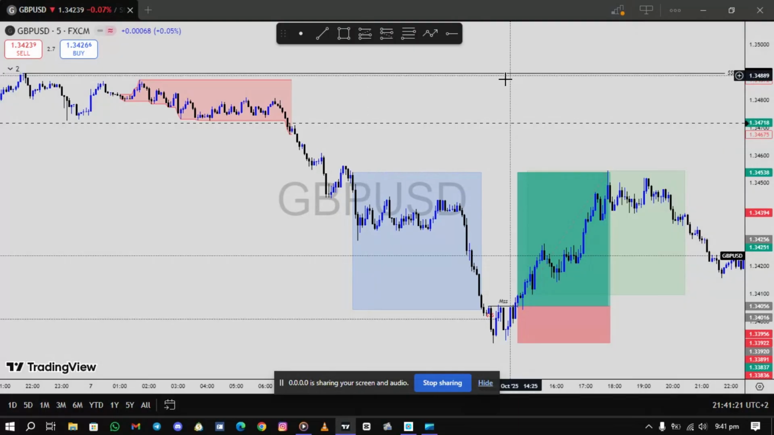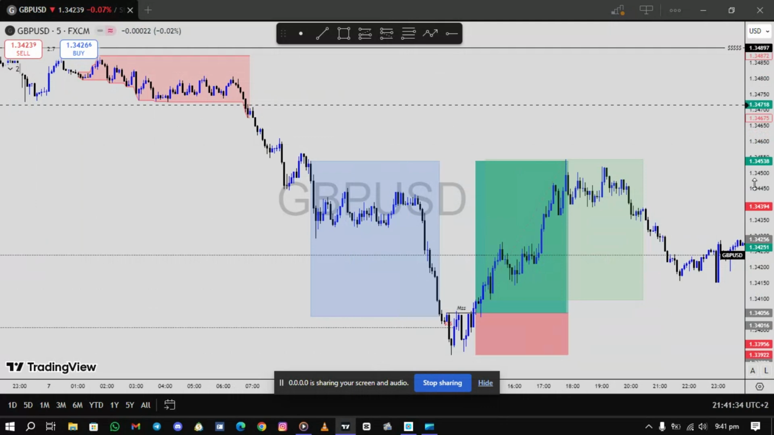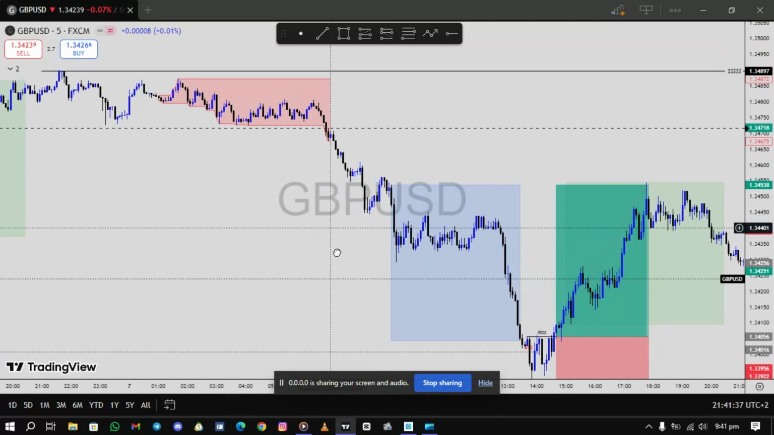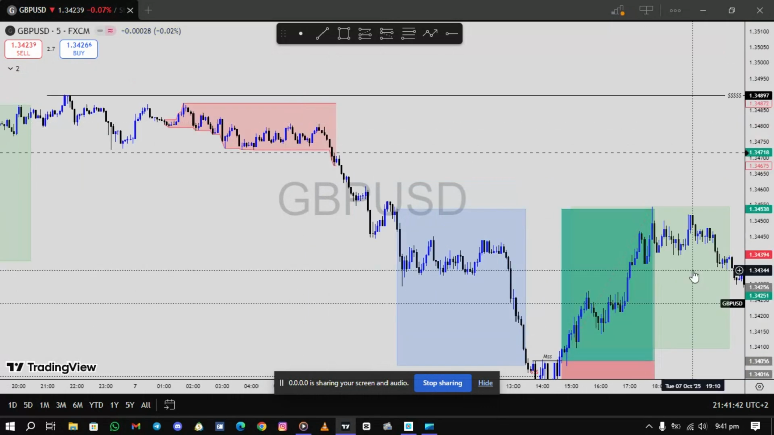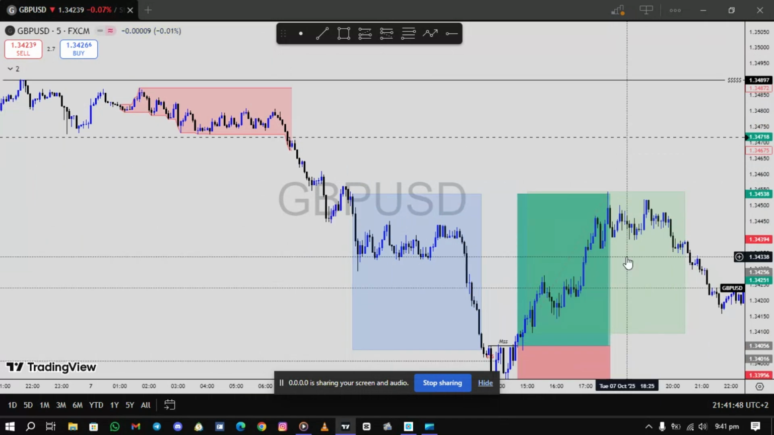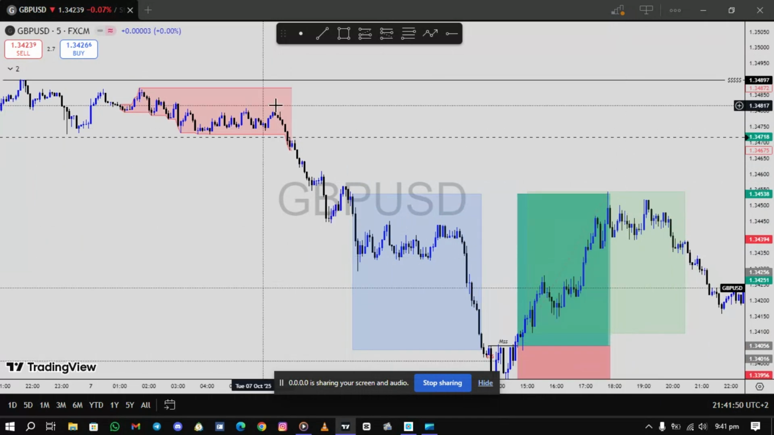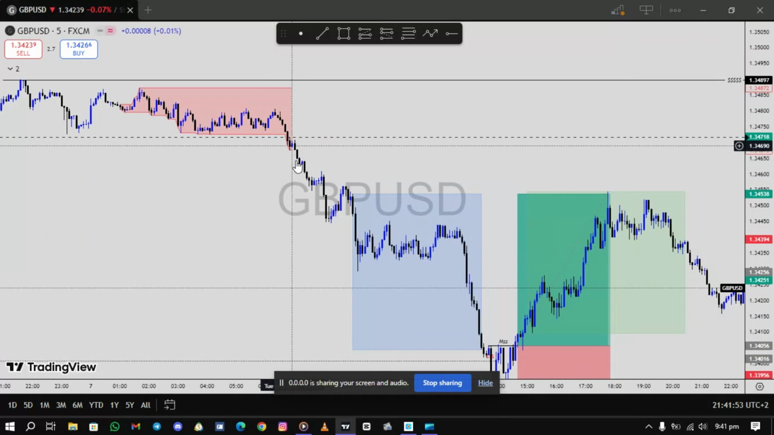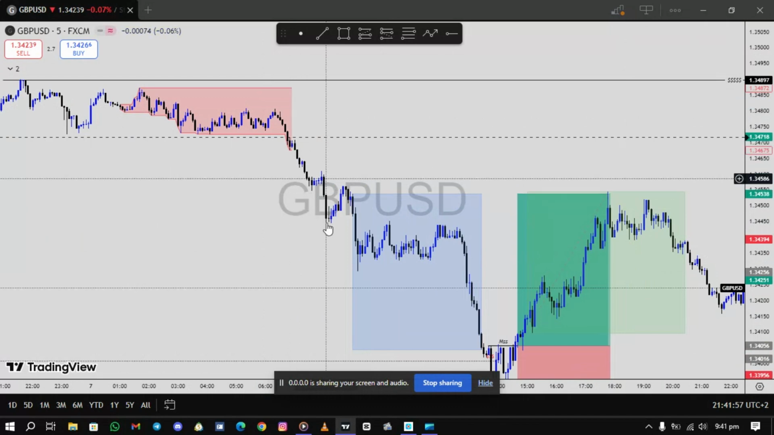For the 7th of October, we took one setup, which was in the New York session. You can clearly see these boxes of different colors display the sessions: Asian session, London session, and New York session. During the Asian session, price swept sell side liquidity, and we could have taken a trade eventually if we saw a 5-minute market structure shift.